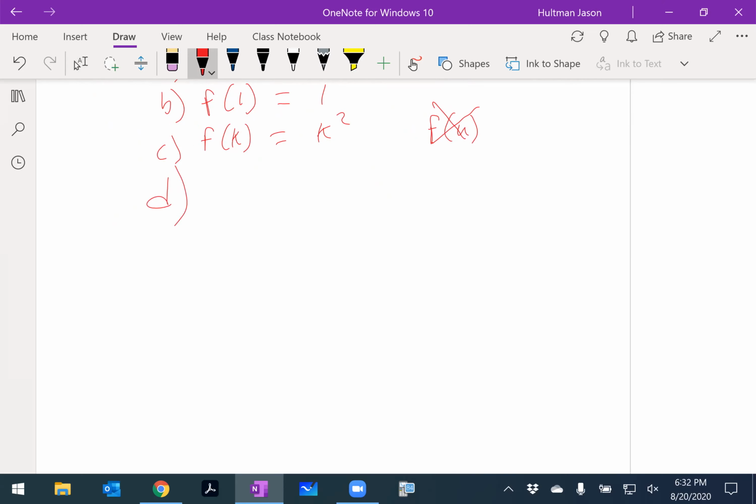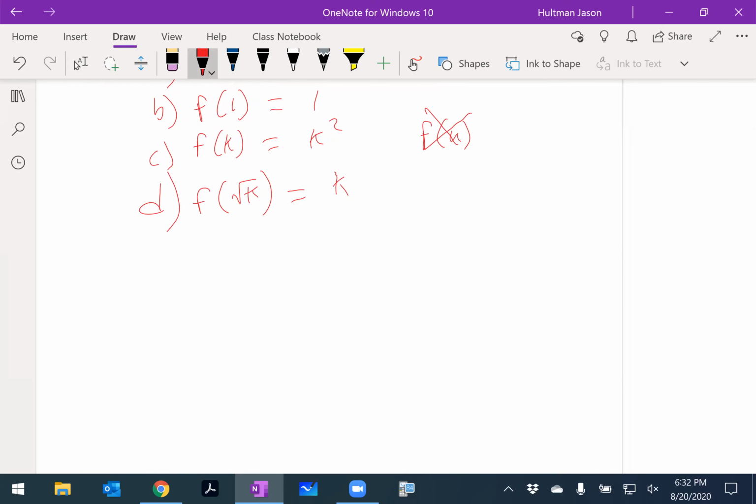Okay, let's do the next one here. D. F of radical K. What's this going to be? Yeah, exactly. K. Just K. Because we're going to do radical K squared, and then it's just K.